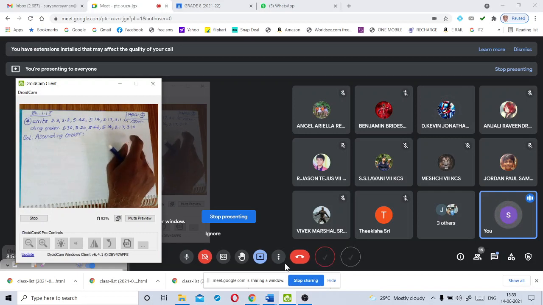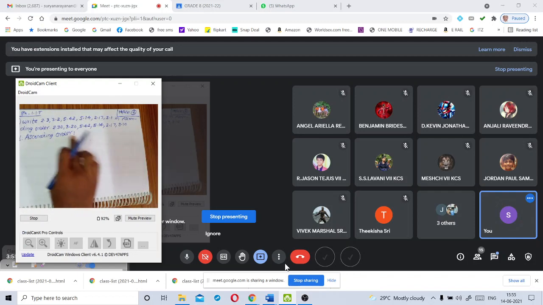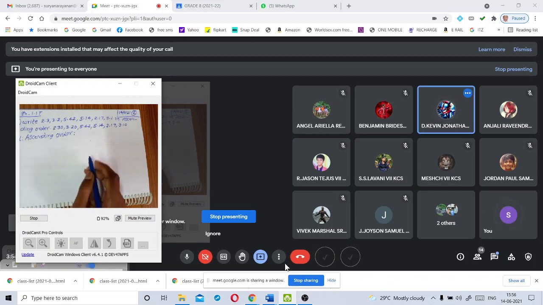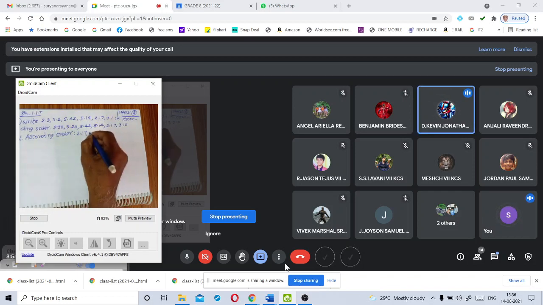Just imagine there is no decimal point in every decimal number. Then write the numbers in ascending order. That's all. That is a trick, a technique. Then can you tell me the ascending order of these numbers? 2.17, yes. 270, 2.30, 2.3.